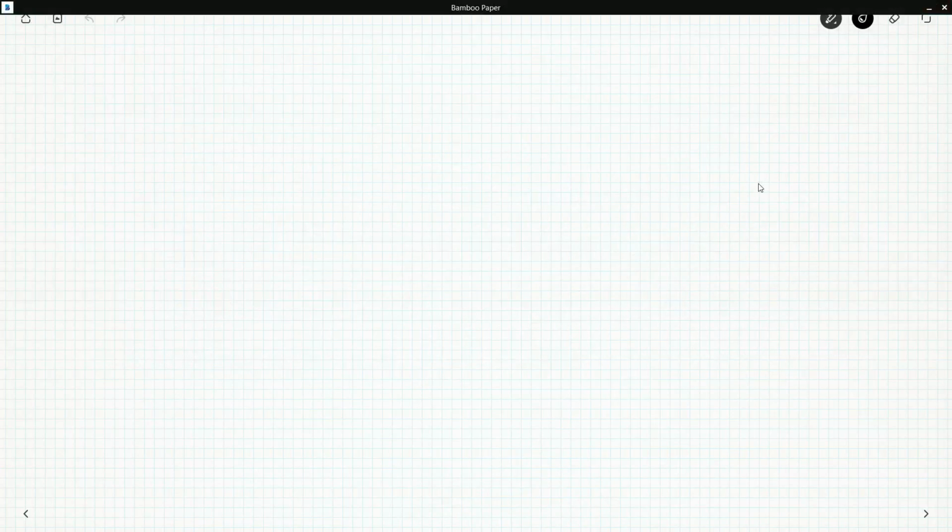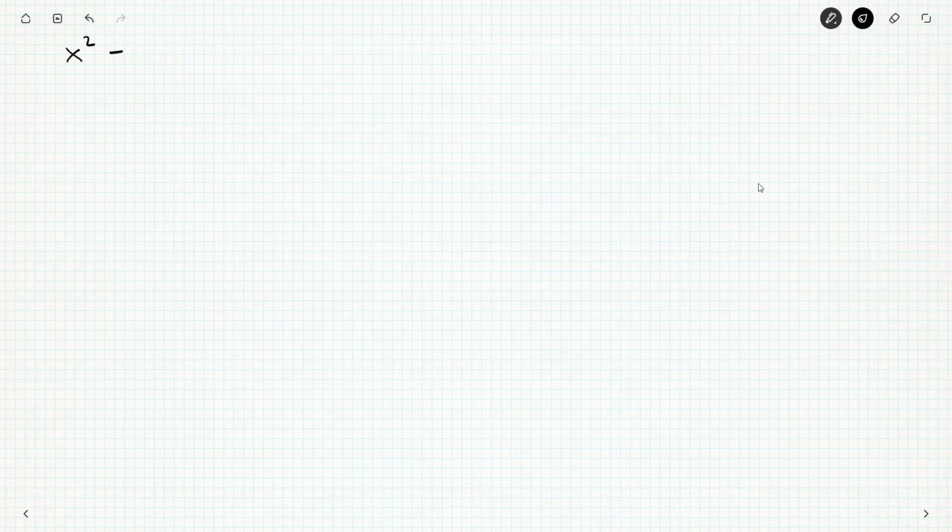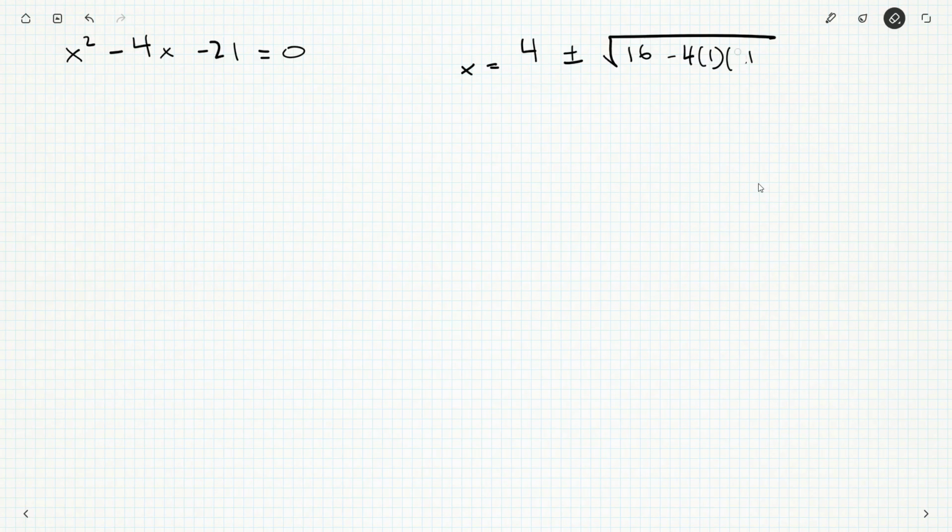So we want x squared minus 4x minus 21 equals 0. We want to solve this. Well, this is a quadratic equation, so if we wanted to, we could just use the quadratic formula. Negative b plus or minus the square root of b squared, that'll be 16, minus 4 times a times c, and c is negative 21, all over 2 times the leading coefficient a, so 2.